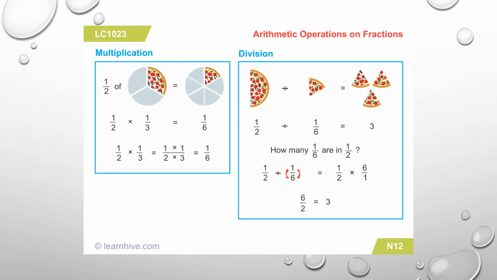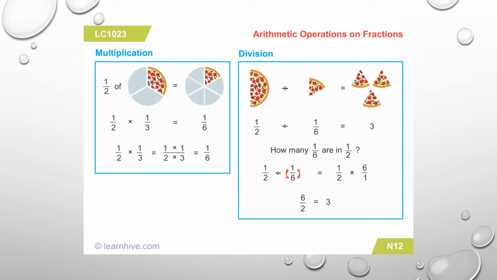Now we will see multiplication of fractions. 1 upon 2 into 1 upon 3 is equal to 1 upon 6. When we are multiplying fractions, there is no need of equalizing the denominator. So 1 upon 2 into 1 upon 3 is equal to 1 ones are 1 and upon 2 threes are 6. So the answer is 1 upon 6.